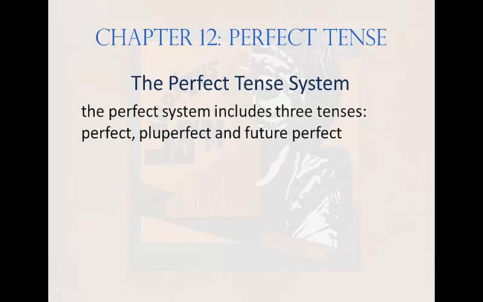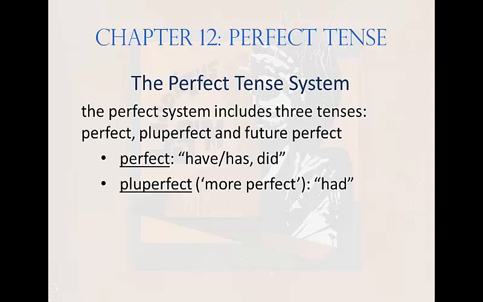The perfect system in Latin includes three tenses: the perfect, the pluperfect, and the future perfect. The perfect is best represented by the English modal or tense marker, has or have, also did. The pluperfect, meaning literally more perfect, represents an action that is past in relation to the past. Don't panic, we'll get to that in a second. Is the counterpart of the English tense marker had, and the future perfect, represented by English will have.